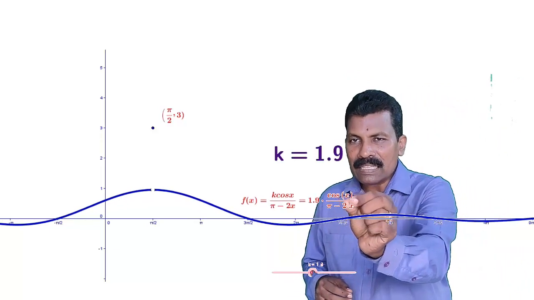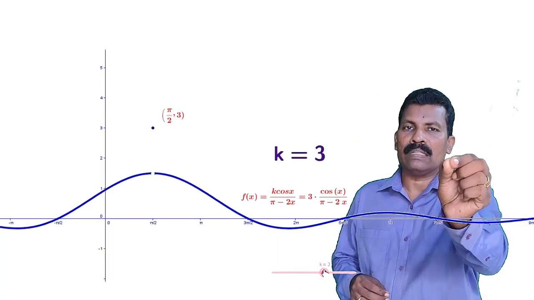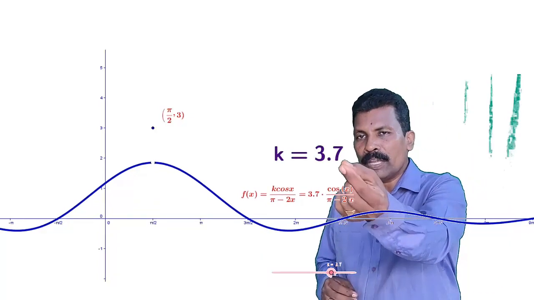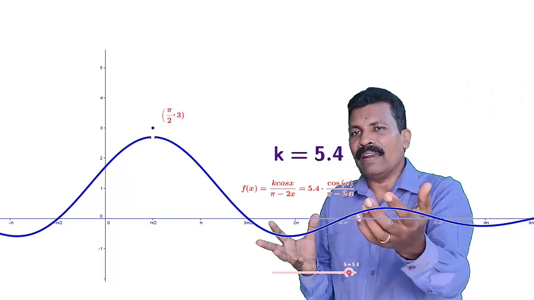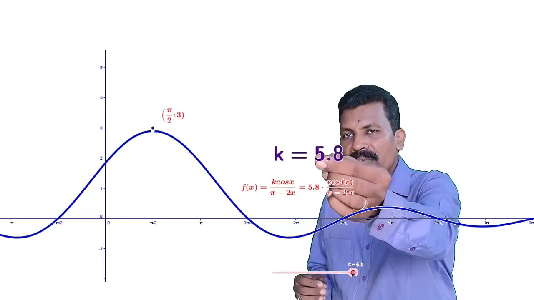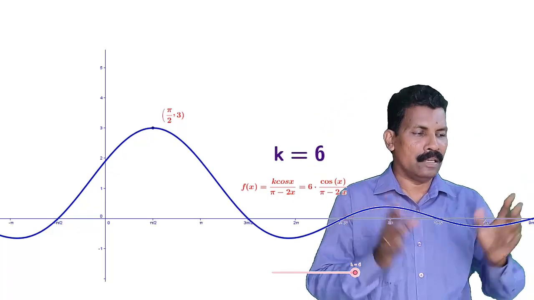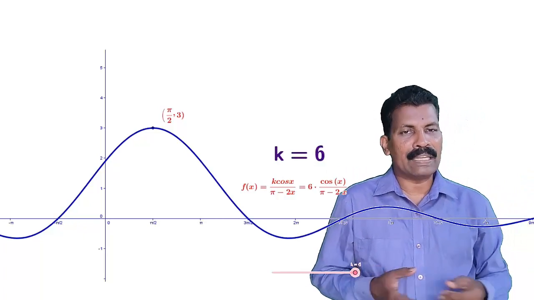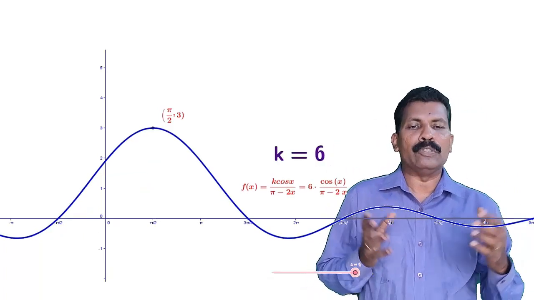But by adjusting the k value, now you see when I am changing k to 3, 3.2, 3.4, etc., what is happening? The curve is going up and finally the break gets filled, the gap gets filled. Now you see when k is equal to 6, there is no break on the blue colored curve, so it becomes continuous. So when k is equal to 6, you can see that the function becomes continuous.